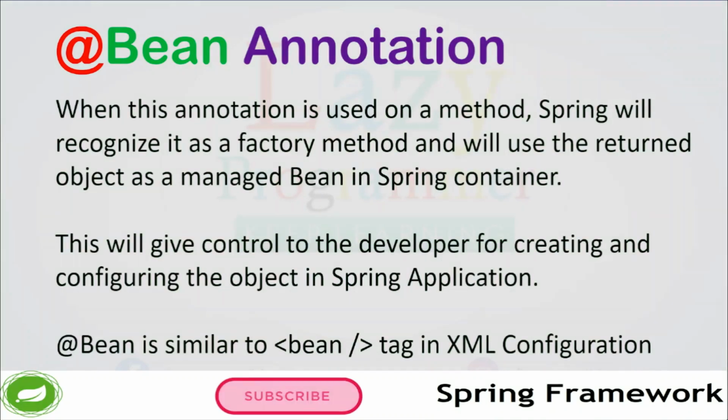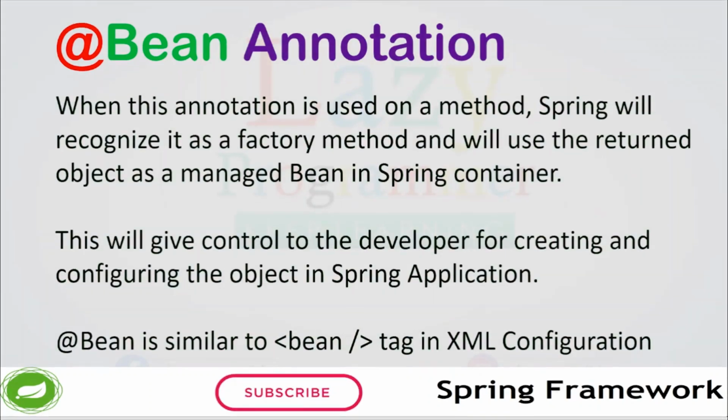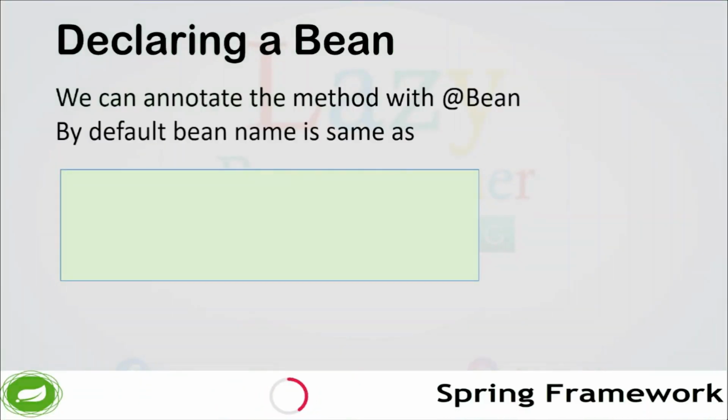That is, we can define the custom init method using init method option. Similarly, we can provide destroy method, auto wiring, and even the name of the bean. Now let's see how to declare a bean using this annotation.